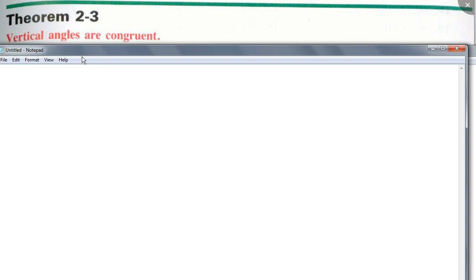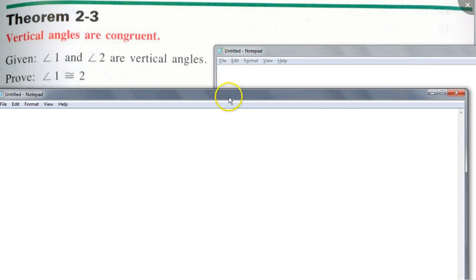Nicholas, what do you think the given part is? The given part is that the two angles are vertical. That's right. Two angles are vertical. And what we're supposed to prove is that the two angles are congruent. Exactly right. Very good. So you should write it down, and we're going to prove this. So here's a picture for it.